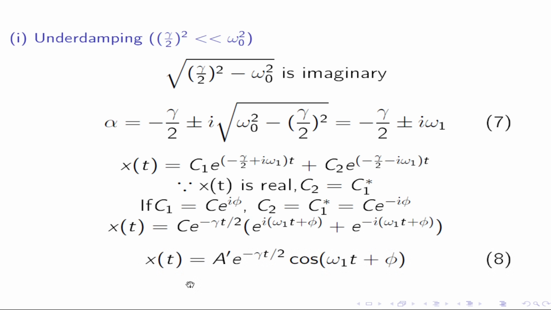Or x(t) = A′ e^(−γt/2) cos(ω1 t + φ), where e^(iθ) + e^(−iθ) is 2 cos θ, that is cos(ω1 t + φ). A′ is equivalent to 2 times c. Thus in the case of underdamping, displacement is given by A e^(−γt/2) cos ωt. It is an oscillatory motion with amplitude decreasing exponentially with a factor e^(−γt/2).